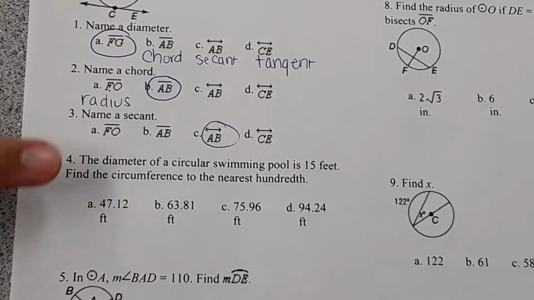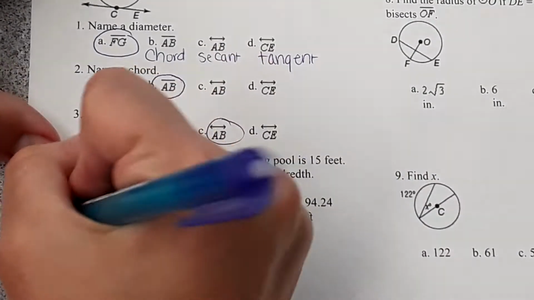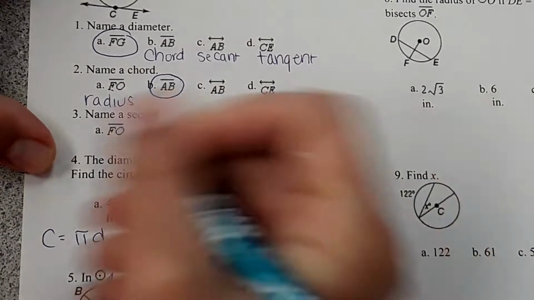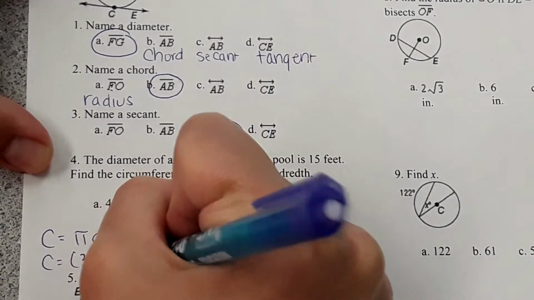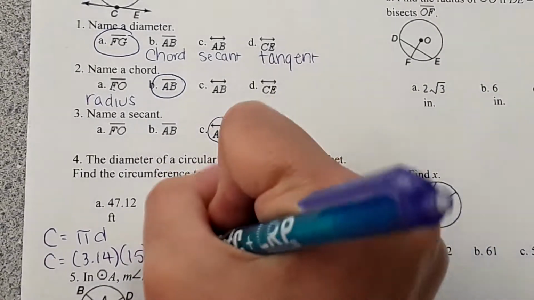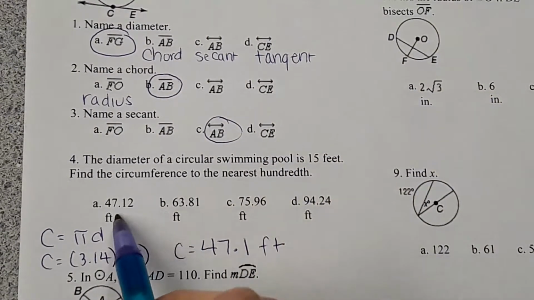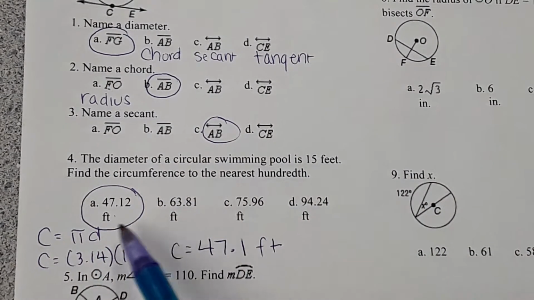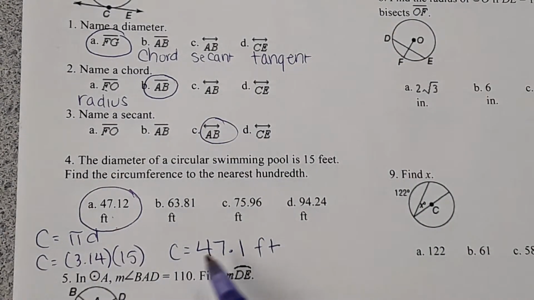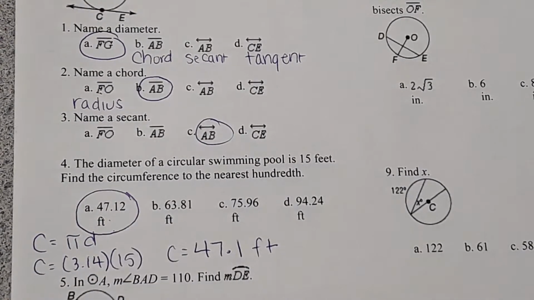Number 4, the diameter of a circular swimming pool is 15 feet. Find the circumference to the nearest hundredth. Circumference is pi times diameter. So circumference is 3.14 times 15. Now if I multiply these two numbers together, I get the circumference is 47.1 feet. If I look at the answer choices, 47.1 isn't there, but 47.12 is. The reason why this is a little bit different is because they use the pi button and I used 3.14. So if you're using 3.14, sometimes the answer will be a little bit off, because they're using the pi button. But that's still the correct answer.